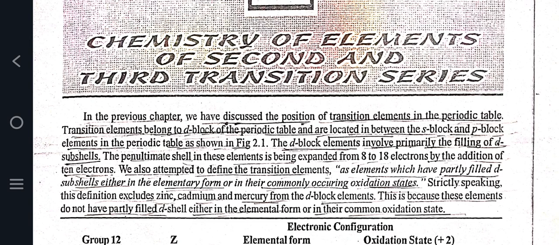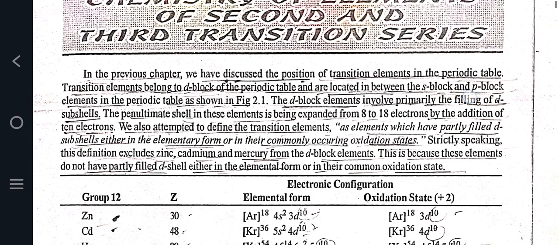The d block elements involve primarily the filling of d subshells. The penultimate shell in these elements is also being expanded from 8 to 18 electrons by the addition of 10 electrons. We also attempt to define the transition elements as elements which have partially filled d subshell, either in their elemental form or in their common occurring oxidation state. Strictly speaking, the definition excludes zinc, cadmium, and mercury from the d block elements. This is because these elements do not have partially filled d subshell, either in their elemental form or in their common oxidation state.